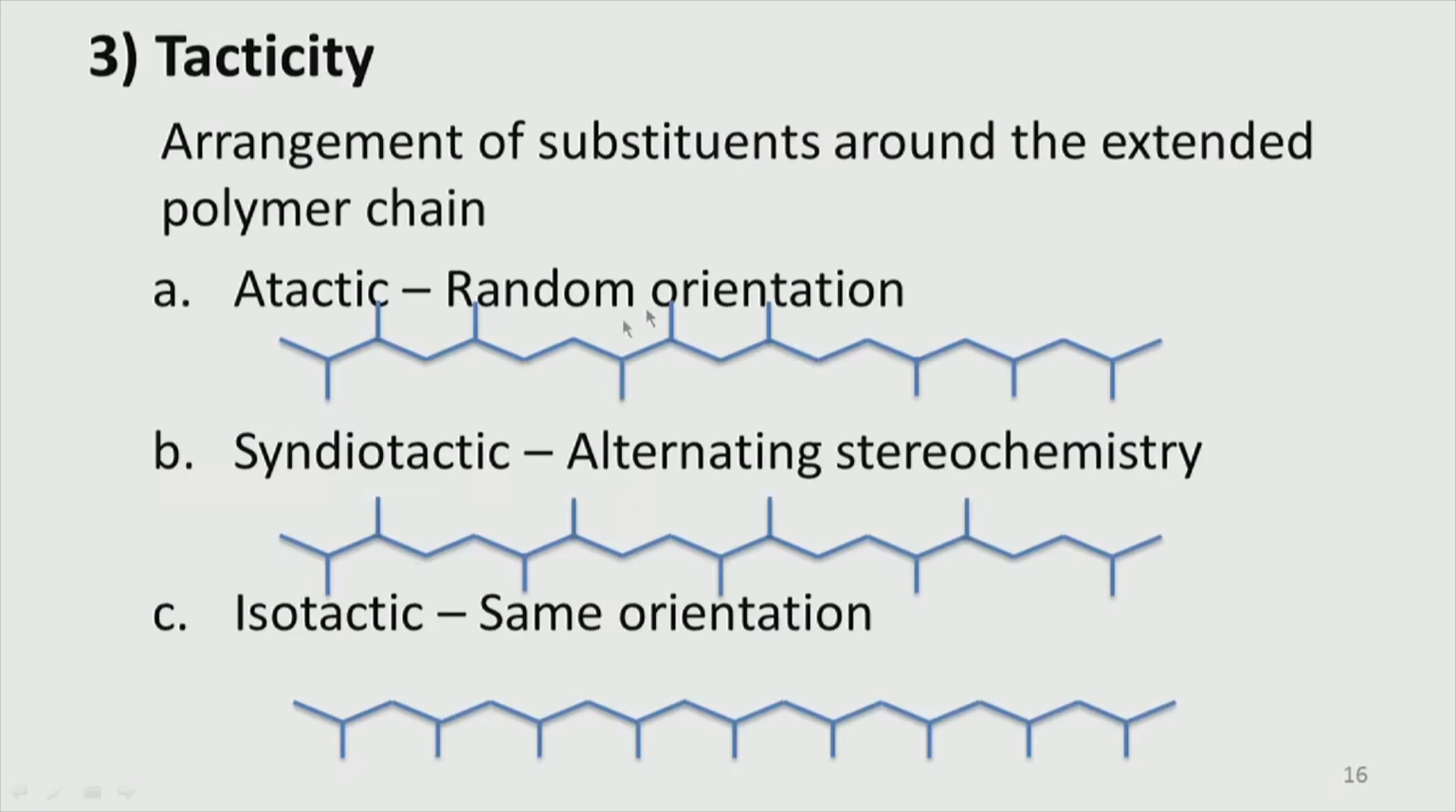There is something called tacticity, that is the arrangement of substituents around the extended polymer. For example, take polypropylene. There is a CH3 there at the pendant. The CH3 of one repeat unit and the CH3 of the next, if they are all on the same side, that is called isotactic, same orientation. If they are alternating, they can be syndiotactic, and if they are in a random fashion, it is atactic. This happens especially when you have extended functional groups or pendant groups.